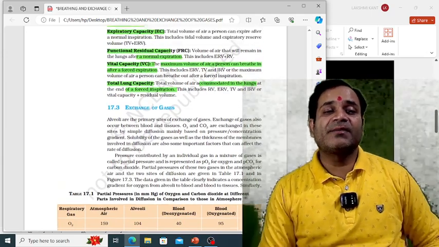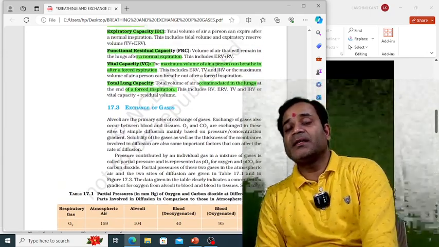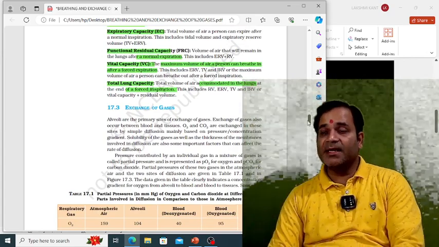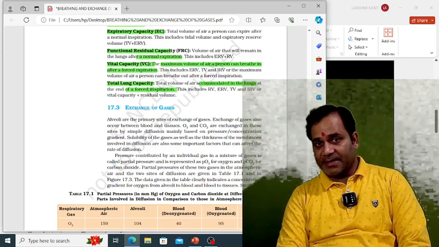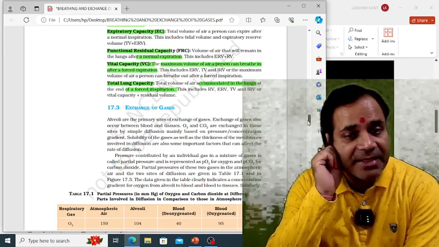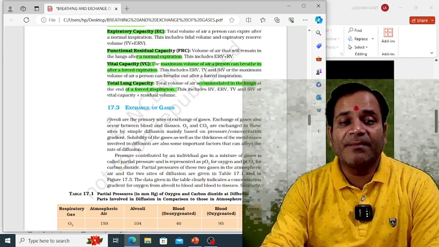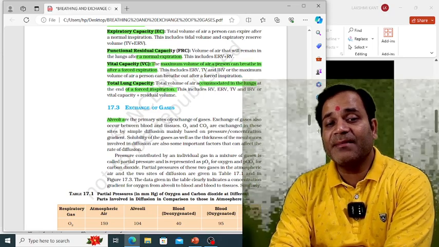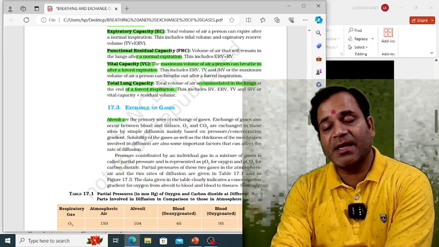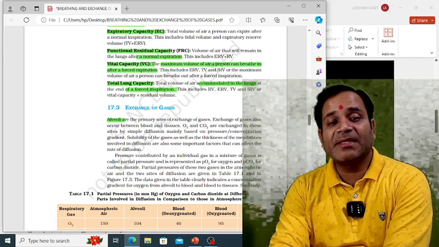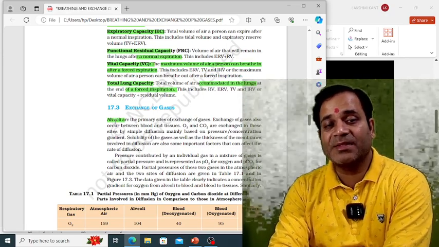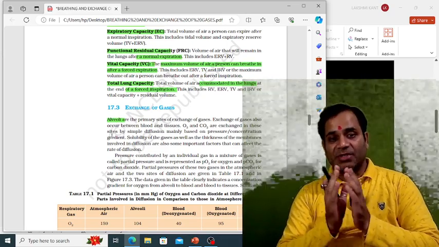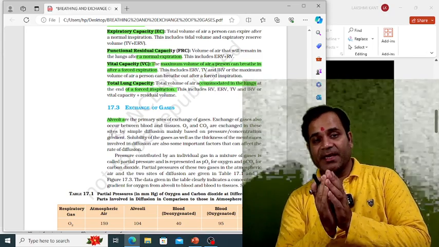Now the next thing is exchange of gases. We all know that during inspiration or expiration, exchange of gases takes place. Now the question is, how does this exchange of gases take place? The exchange of gases takes place at the primary site, the alveoli. If anybody asks you which is the primary site of exchange of gases, you say alveoli. Alveoli are small bag or sac-like structures where mainly the exchange of gases takes place.